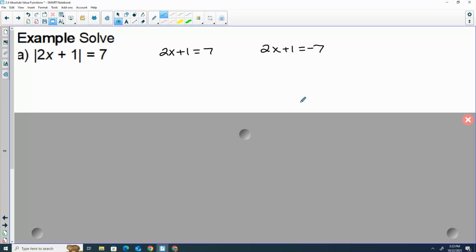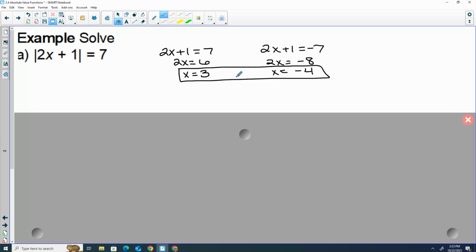Okay. So then if we solve these, subtract our 1, divide by 2, I get x to equal 3. On this one I get -4. Those are my only two answers. Those are the two values of x that will work. You can always check them. If you put in a 3, absolute value of 7 is 7. If I put in -4, the absolute value of -7 is 7. So you can always check by plugging them back into the original.